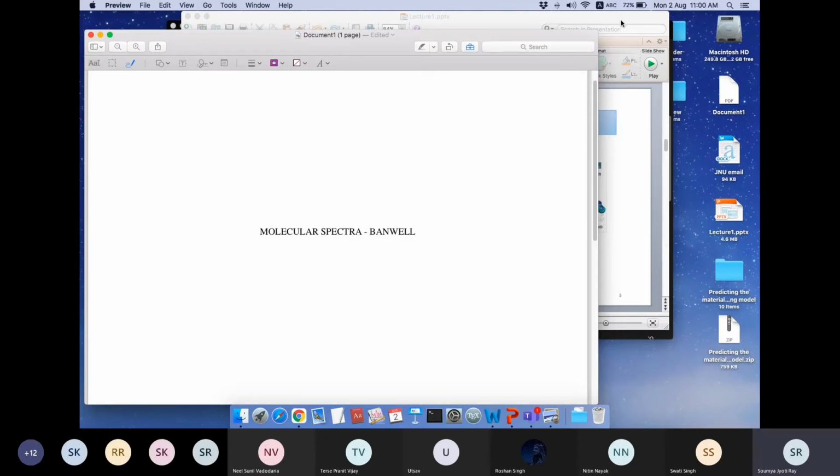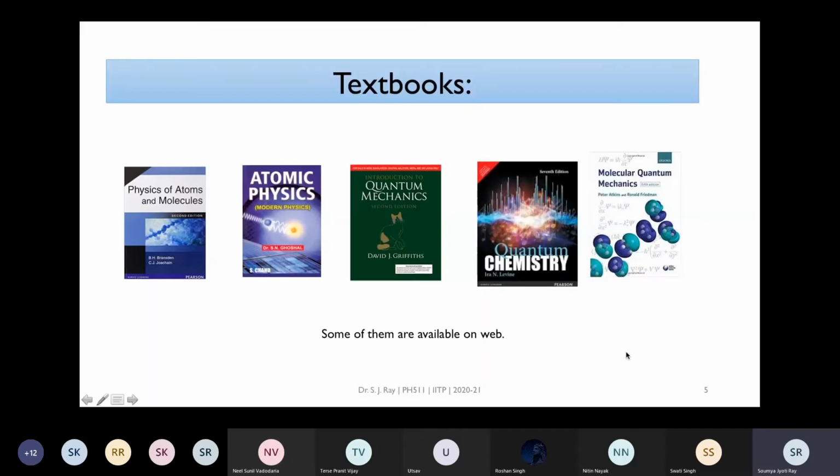Now coming back to this part again. Any questions so far? No. Okay. Sir, can you repeat which books you are mainly going to follow? So this first one and the third one. I will be taking help from these three also, but the textbook will be primarily this one, Bransden and Griffiths.